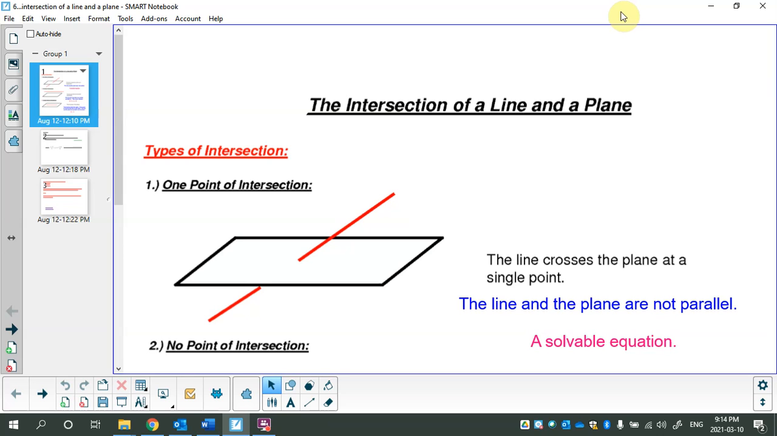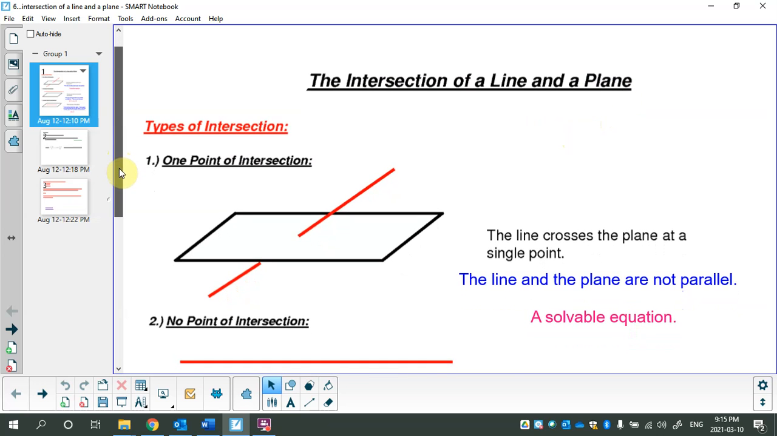What we're doing now is still in three space because I'm talking about a plane. In three space we're talking about the intersection of a line and a plane. So here are your three possibilities, and then we'll do some examples.